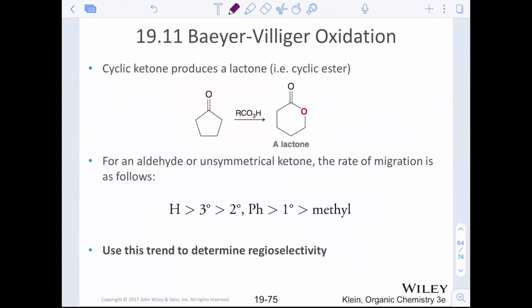Cyclic ketones produce lactones, which are actually really, really important for biology. For aldehydes or unsymmetrical ketones, the rate of migration is this. Usually a hydrogen will migrate first, it's the smallest. Then a tertiary, primarily the reason for the tertiary moving is because of its carbocation stability, all right? Secondary, and then a phenyl group. Ph is a benzene ring, phenyl, and then primary, and then methyl. So use this trend to determine the regioselectivity, who's going where, okay?